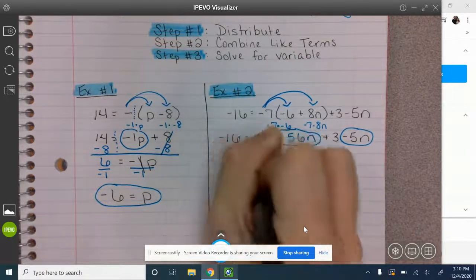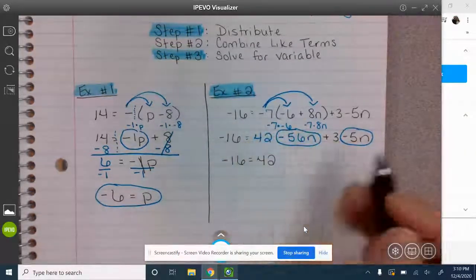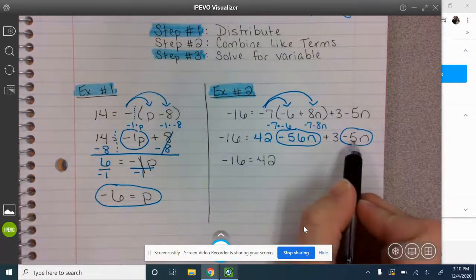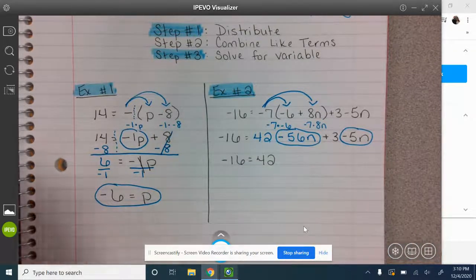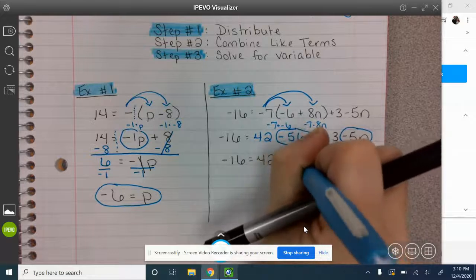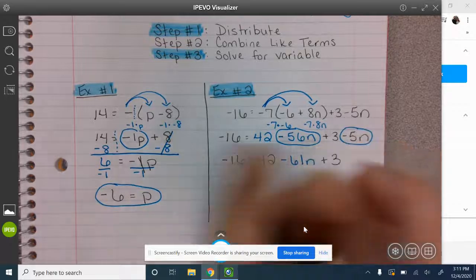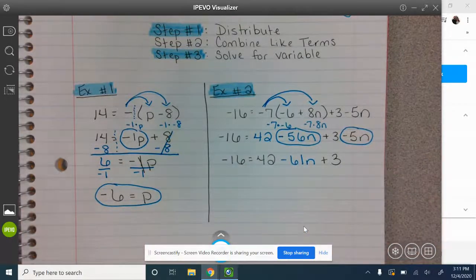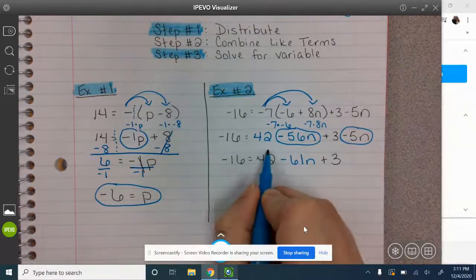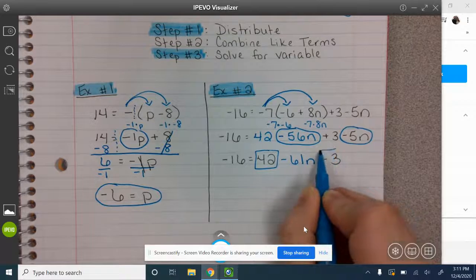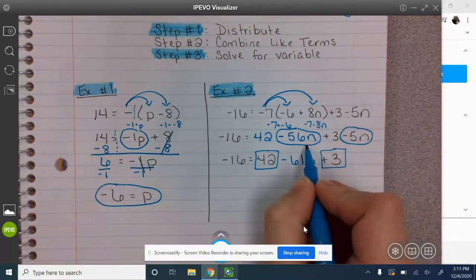So I'm going to rewrite everything that I have. So negative 16 equals 42. Then I have negative 56 minus 5, which will give me negative 61n. And then I can't forget that I have that plus 3 up there. It doesn't go away yet. So at this point, my new equation is negative 16 equals 42 minus 61n plus 3. Well, I still have like terms to combine. I have a 42 and I have a positive 3.